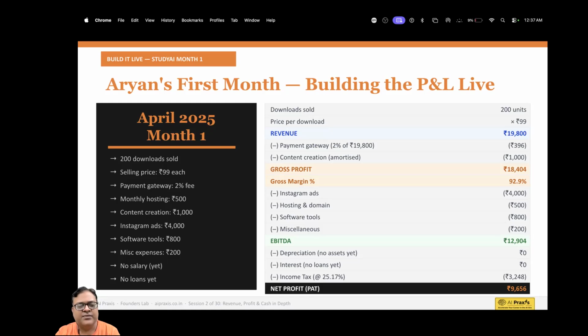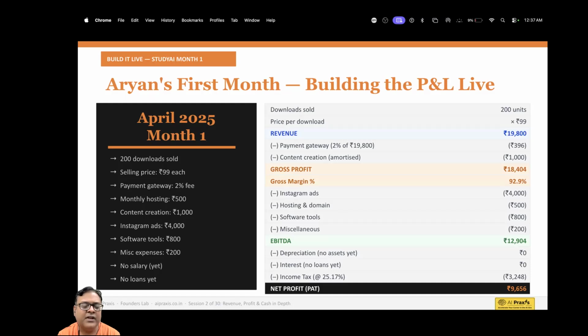And of course, if somebody is downloading, they're paying through a payment gateway. It could be Razorpay, it could be PayU, it could be anything, right? Let's assume 2% because that's how the normal rates are. And then the monthly hosting, because how will people buy? Where is this app getting hosted? There's a monthly hosting fee that he has to pay, so 500 rupees.